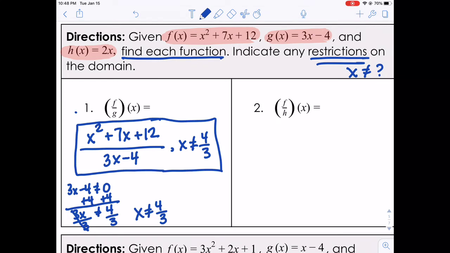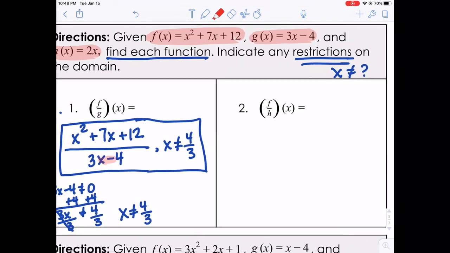That's because if x is 4 over 3, that's going to make this part turn into a 0, and we're not allowed to divide by 0. So that means that can't be possible. So we just kind of have to give our readers a warning that it can be any number except for the one that we tell it cannot be.